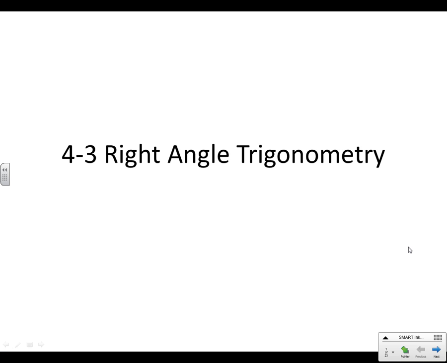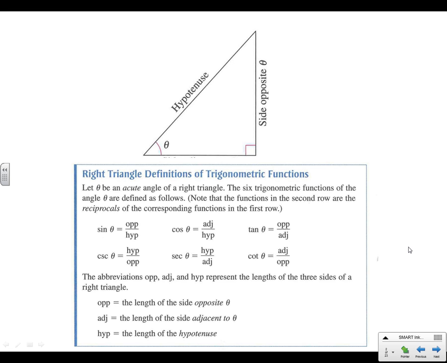4-3 right angle trigonometry is the section for today. What we're going to be working with today are our 6 trig functions: sine, cosine, tangent, cosecant, secant, and cotangent. For this chapter we're not going to be using the unit circle, we're just going to be using right triangles. And we're going to be using acute right triangles. So anytime we're looking at an angle, theta, we're going to need that angle to be between 0 and 90.